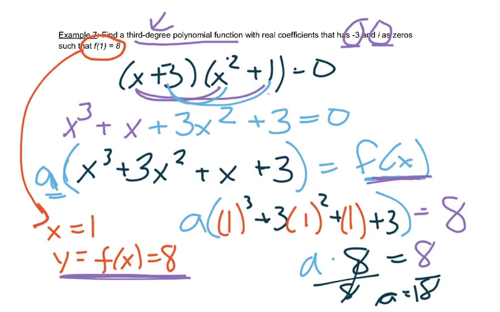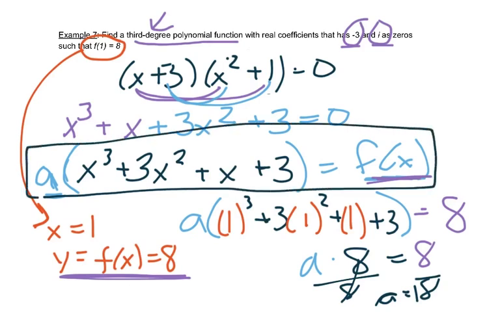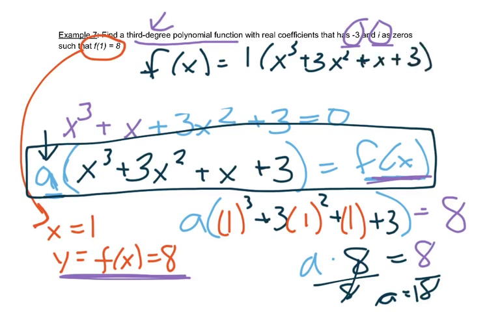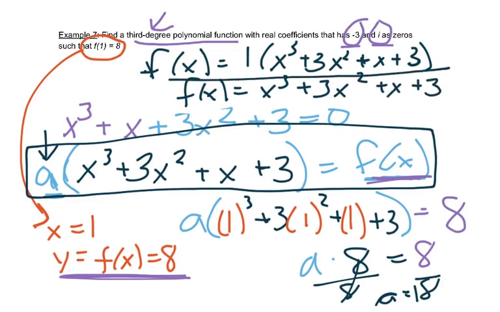So now I can write my final answer if I know that a is 1. I go back to here, and I just make a equal 1. Let me erase that so I have room to write it. So now I know that f of x is equal to 1 times x cubed plus 3x squared plus x plus 3. I want to go ahead and multiply that, but when you multiply by 1, you just get this as my final answer.